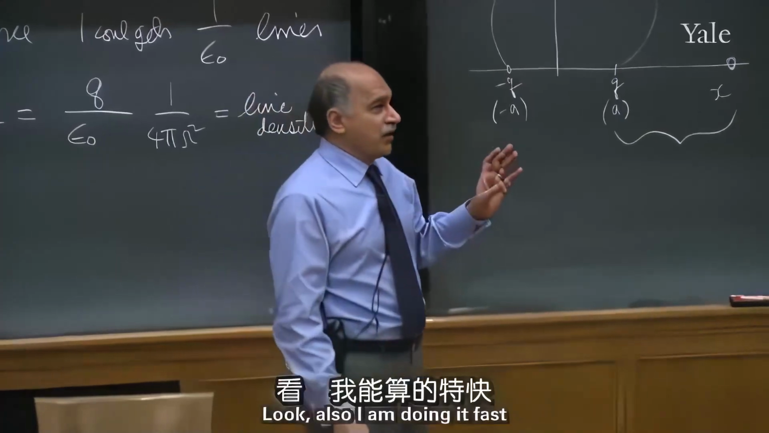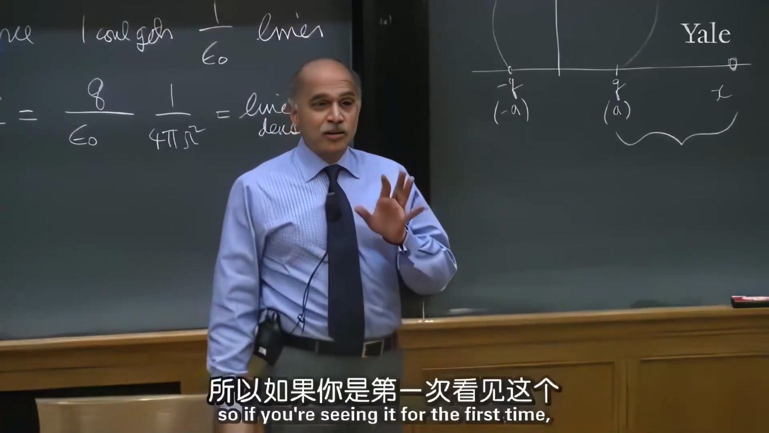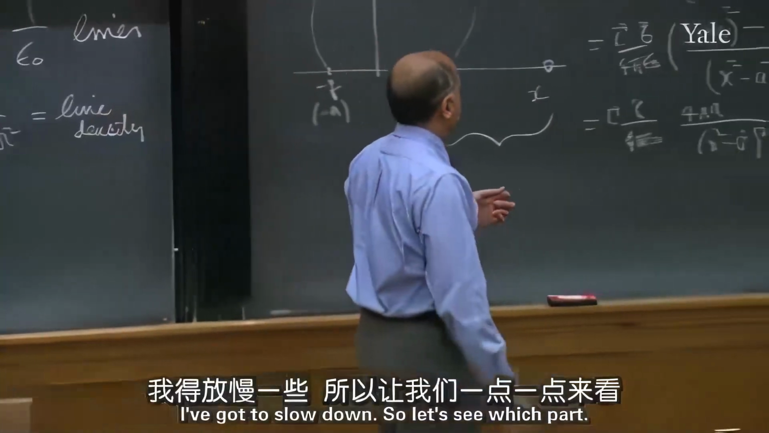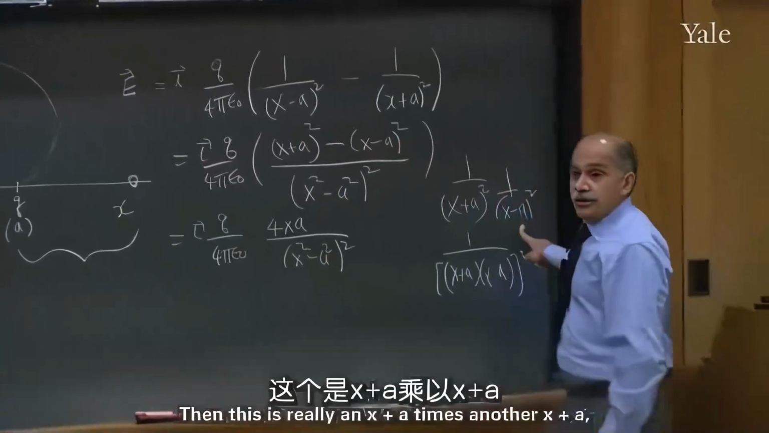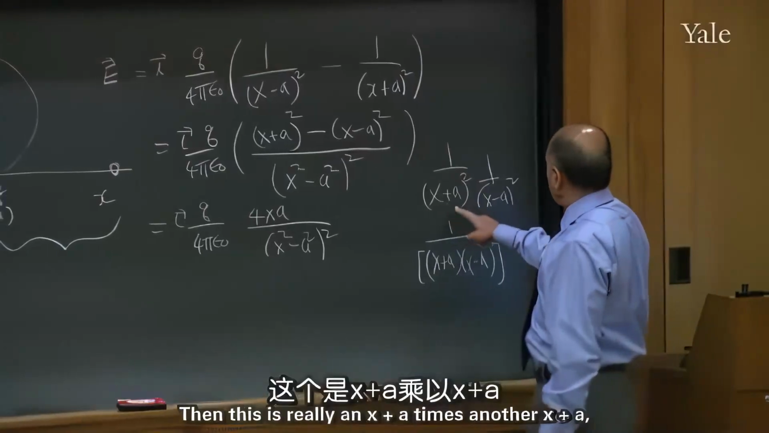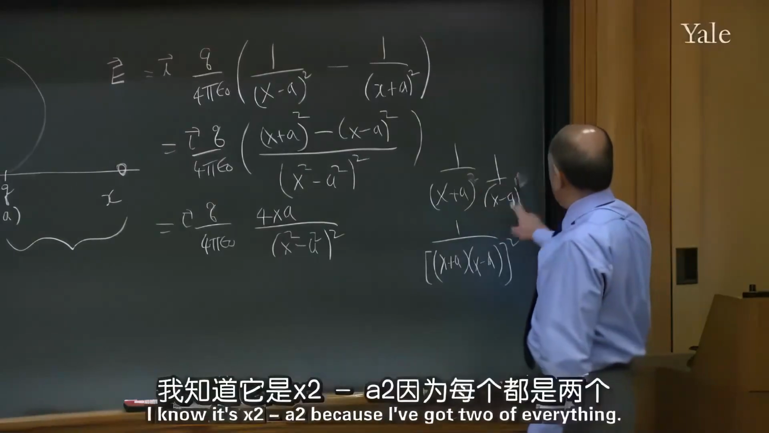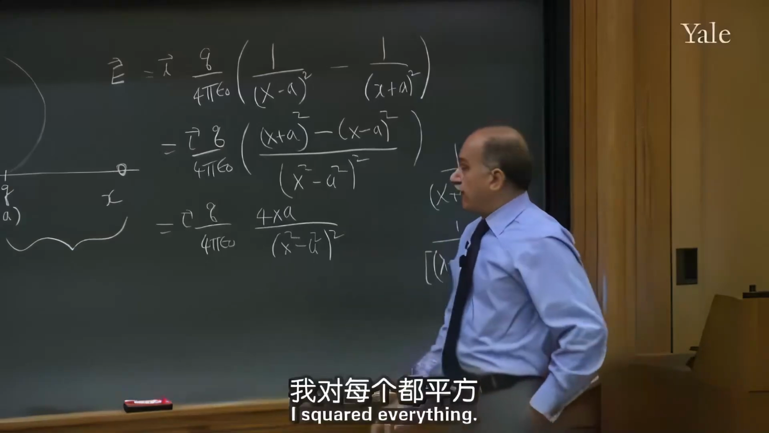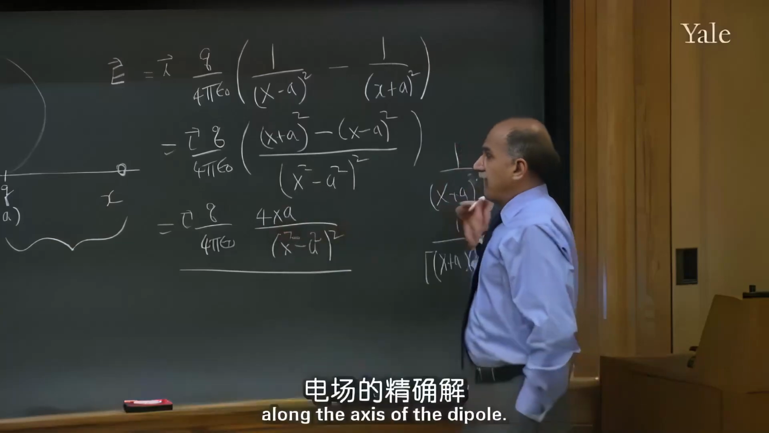Look, I'm doing it fast because this is the 958th time I'm doing this calculation. So if you're seeing it for the first time, I've got to slow down. So let's see which part. Everybody okay with this, right? So I wrote that. Then this is really an (x plus a) times another (x plus a) and an (x minus a) and another (x minus a). But without these, I know it's x squared minus a squared because I got 2 of everything, I squared everything. So this answer is actually an exact formula for the electric field along the axis of the dipole.